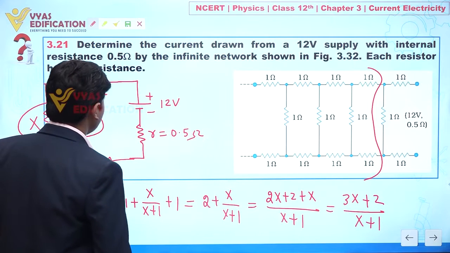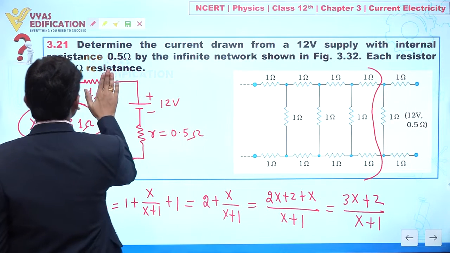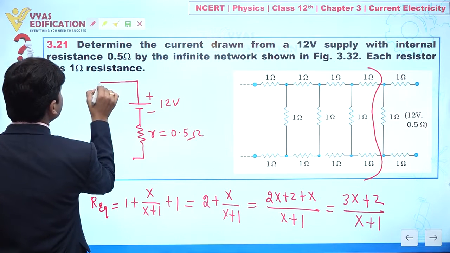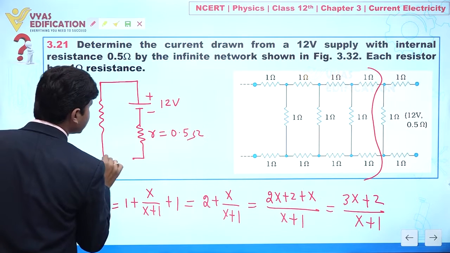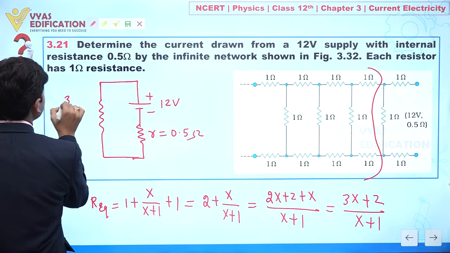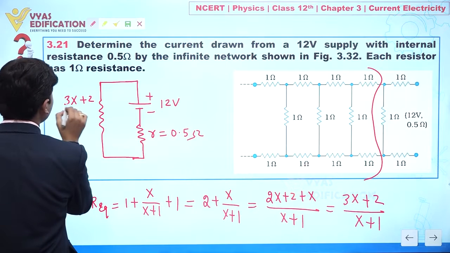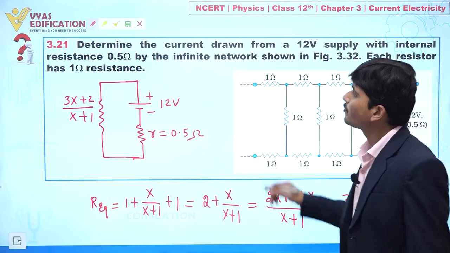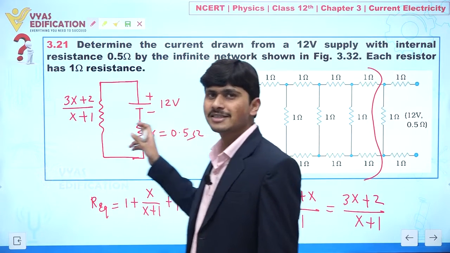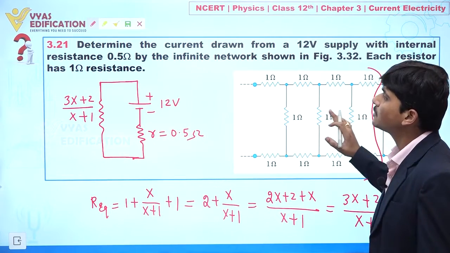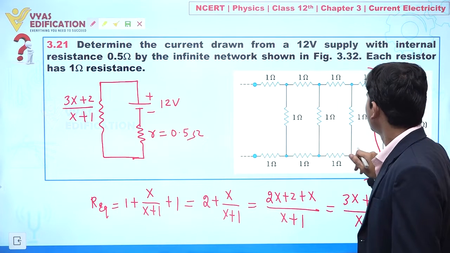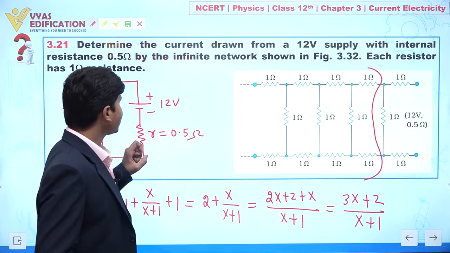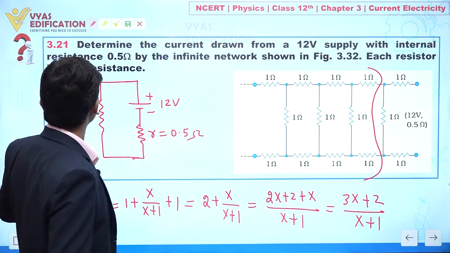Okay. Now if we remove all the resistances, I can connect a single resistance here, and its value is 3X plus 2 divided by X plus 1. In this question the value of each resistor is given as 1 ohm. Each resistor has 1 ohm resistance.